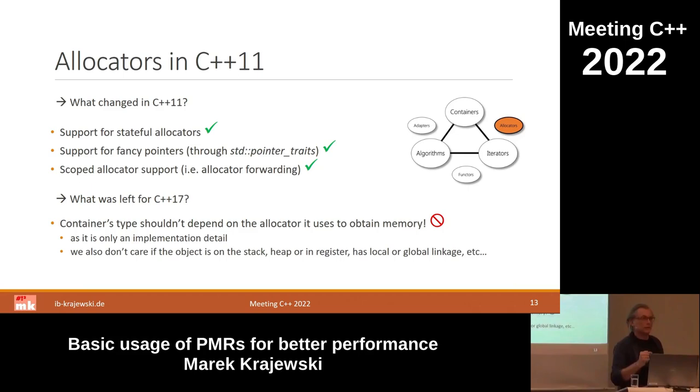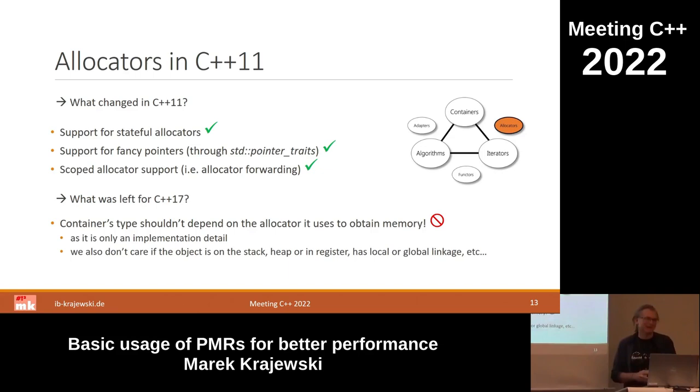1, 2, 3, 4, 5 people. 17? Yes. And 40? 14? And who uses Qt containers? Nobody. Okay, good. One person, because Qt containers don't support allocators.